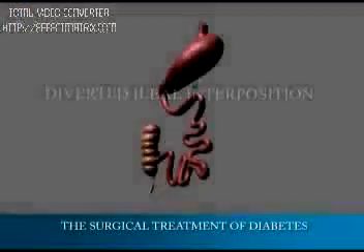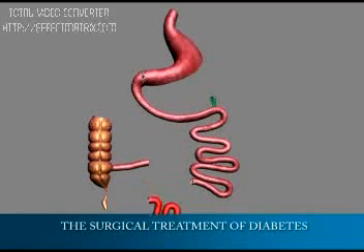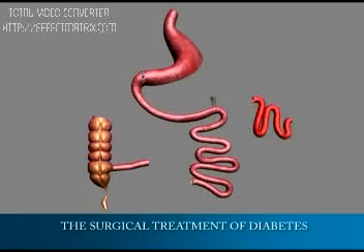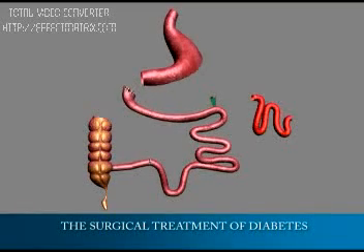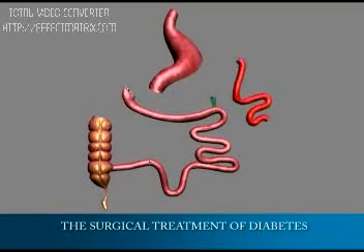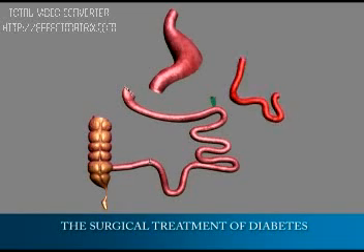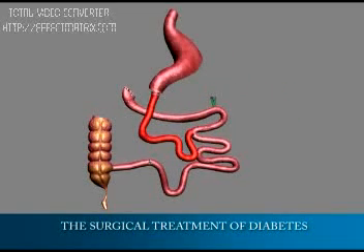Combining these two theories, the foregut and hindgut theory, there is a diverted ileal interposition. In that, we will divide the D1, and the D1 is connected to the ileum. We will take this 170 centimeters of the ileum, and the ileum will be directly connected to the duodenum, so that the food will directly enter into the ileum, and at the same time it will divert from the duodenum and the jejunum. So there will be both actions. The anti-incretins level will come down and the incretins level will go up. So this is known as the diverted ileal interposition.